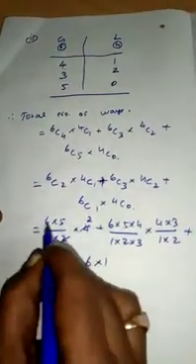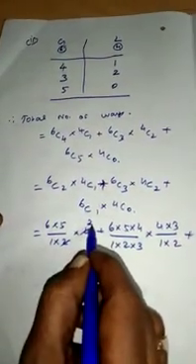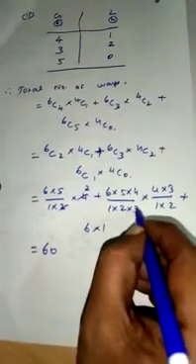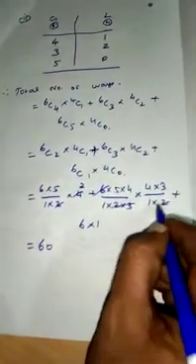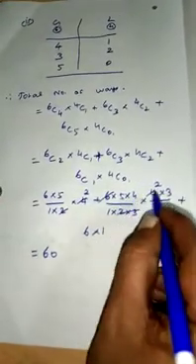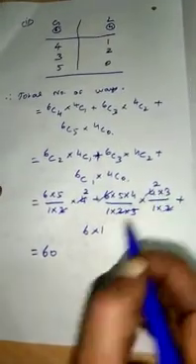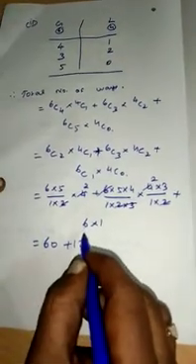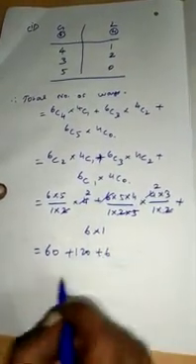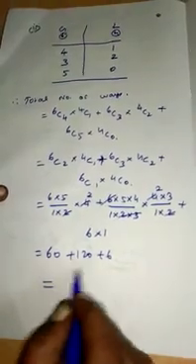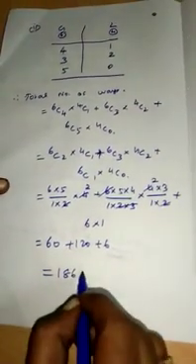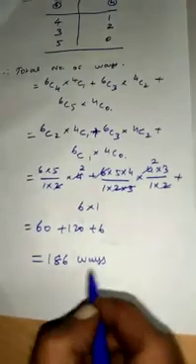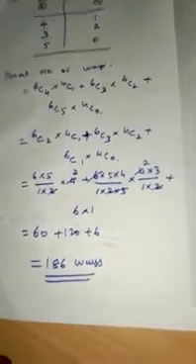We get, cancel this. 6 into 5 into 2 is 60. 2 into 3, 6. 5 into 4 into 2 into 3 is 120. And 1 into 6 is 6. We get the answer is 186 ways.